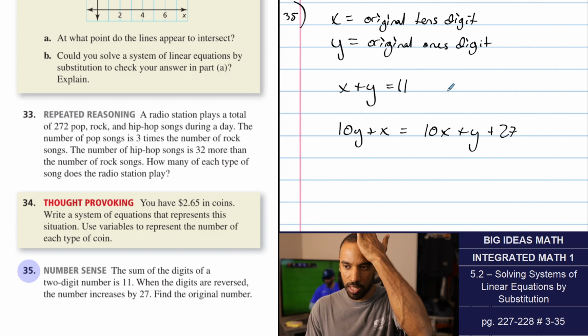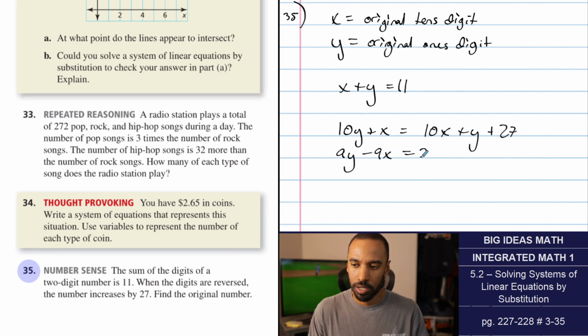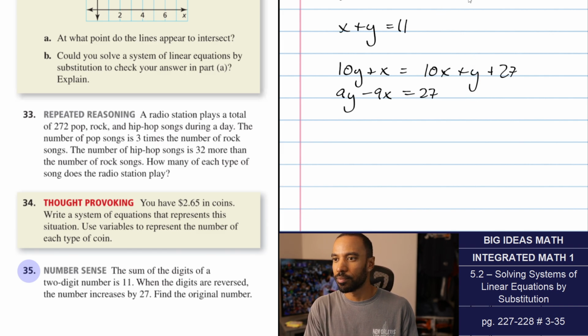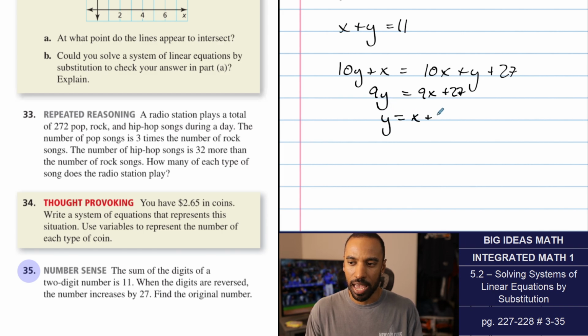So let's do this. Let's first get a standard form appearance of it. I'm going to subtract y over, subtract 10x over. And this is kind of cool. I can divide everything by, actually, let's do this even. Because we're going to get a variable by itself, right? I don't know which one you prefer, but let's subtract y over. Let's subtract x over. And let's divide by 9. We get y equals x plus 3.